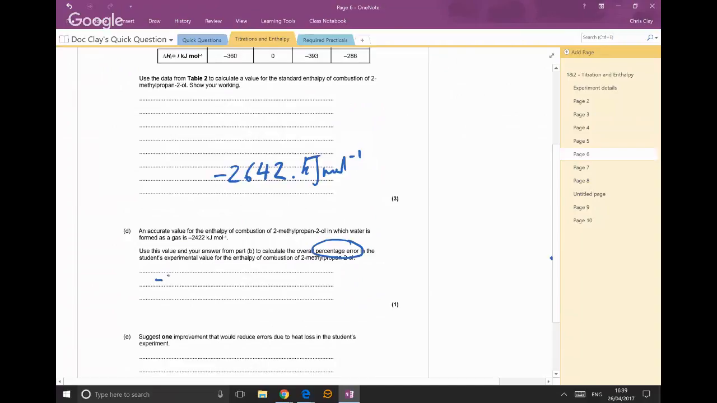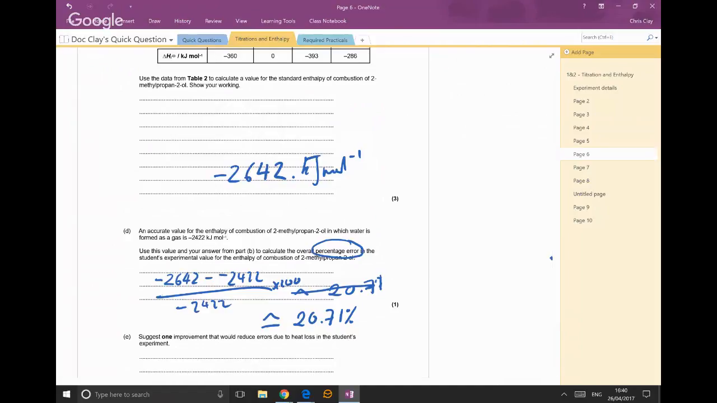So to get this, we do our answer, take away the actual answer over the actual answer, minus 2422. Again, you should get an answer around about 20.7%. In this one, sorry, times by 100, we should get an answer around about 20.71% for this question. In this particular one, we can ignore the plus or minus that we may get.